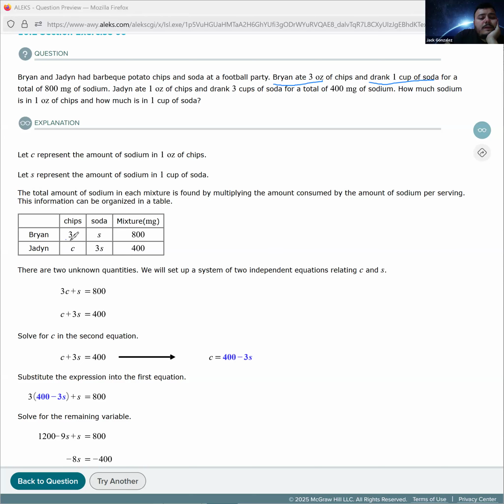So they put 3C plus 1S for a total of 800 milligrams of sodium. So that's equal to, right? So this is our first equation: 3C plus S equal to 800. Do you see where this is coming from? You don't have to make the chart, but it kind of helps to understand.